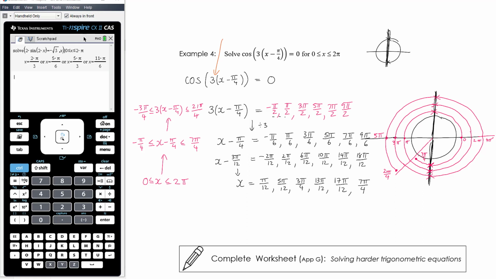So I know it looks a bit messy, and it is a bit messy. These are harder trig equations, okay? But adjusting your domain for whatever's in the sine or cosine function, and then needing to perform those steps at the end to get x on its own.